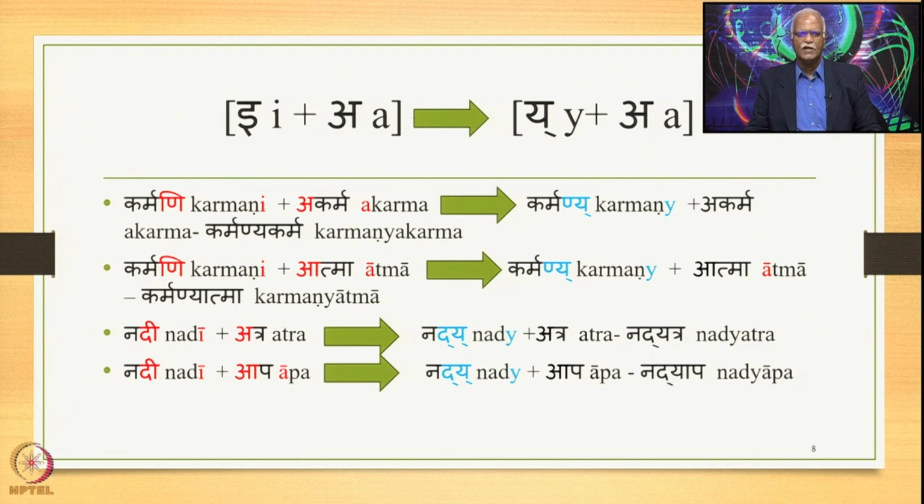So right now we have Nadi plus Atra, and long E is followed by A, and so 6177 applies, and we get the output in the form of Nadya Atra, Nadyatra. Similarly, Nadi Apa, where Apa is the past form of the verbal root ap, to reach. So Nadi plus Apa, and we have once again 6177 applying and getting the output in the form of Nadya plus Apa, Nadyapa.